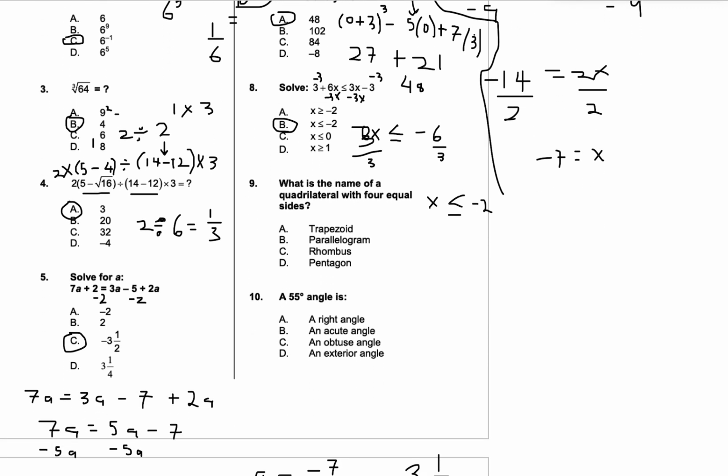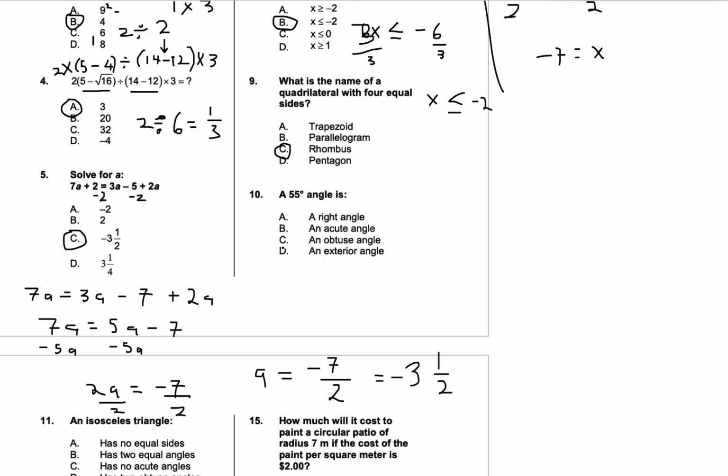So what is the name of a quadrilateral with 4 equal sides? So 2 things come to mind. I think the first one that comes to mind would be a square, and the second one would be a rhombus. So if they had asked what is the name of a quadrilateral with 4 equal sides and 4 right angles, it would have been without a doubt a square. But this one just says 4 equal sides, so the answer should be C for this one.